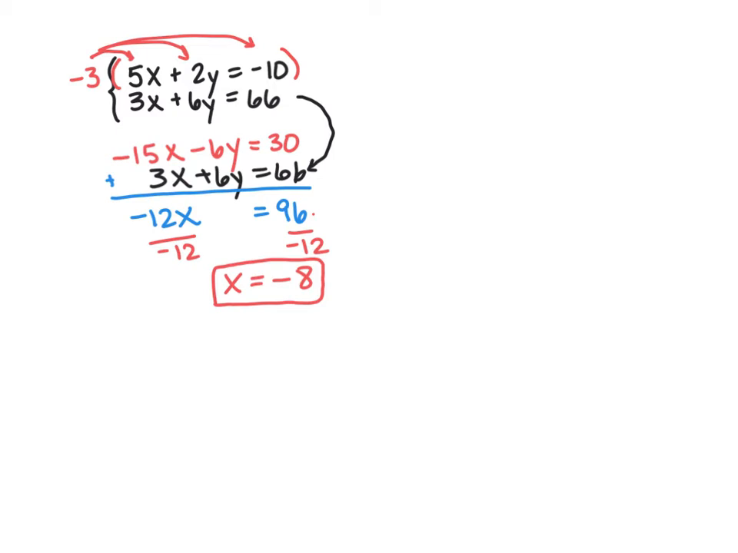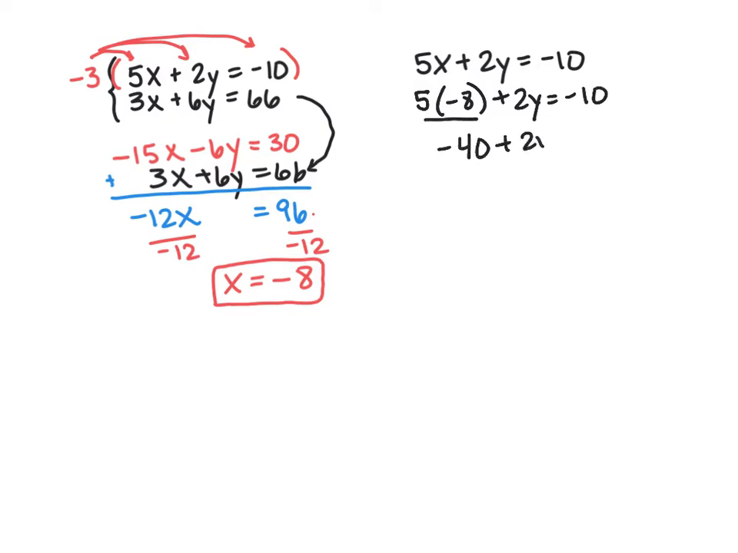Now I will plug that into either of my original equations. I can choose one. I'm going to go with this one: 5x plus 2y equals negative 10. And just to keep it nice and neat and my brain figuring things out, I'm going to rewrite it over here so I can have a fresh start. And instead of x here, I'm going to plug in negative 8. 5 times negative 8 plus 2y equals negative 10. 5 times negative 8 is negative 40 plus 2y equals negative 10. I haven't done anything with those yet.